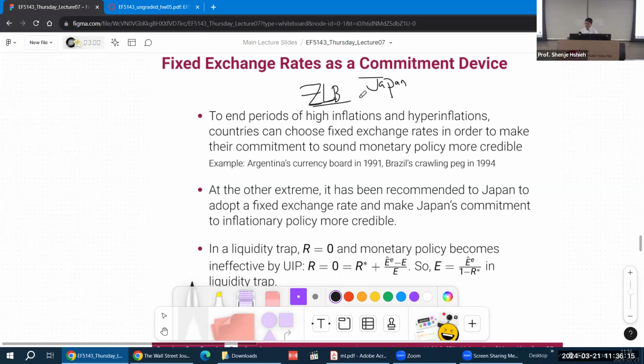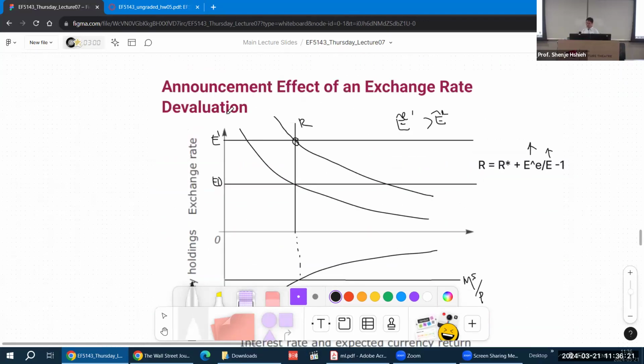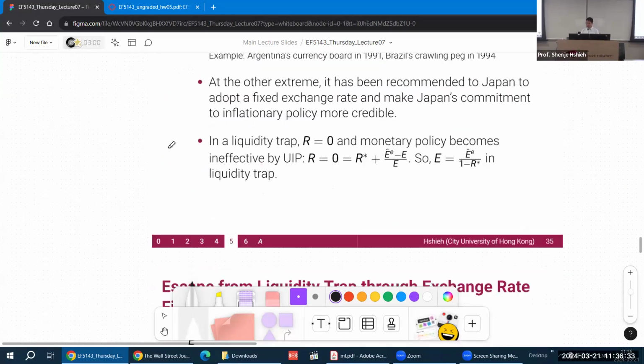Okay, so in that problem in which you can't cut interest rates, there's one way to get yourself out of it, and it's through, as you might imagine, devaluation. If you devalue your currency, there's perhaps a way to restore your monetary policy tools. And let me show you graphically first, perhaps.